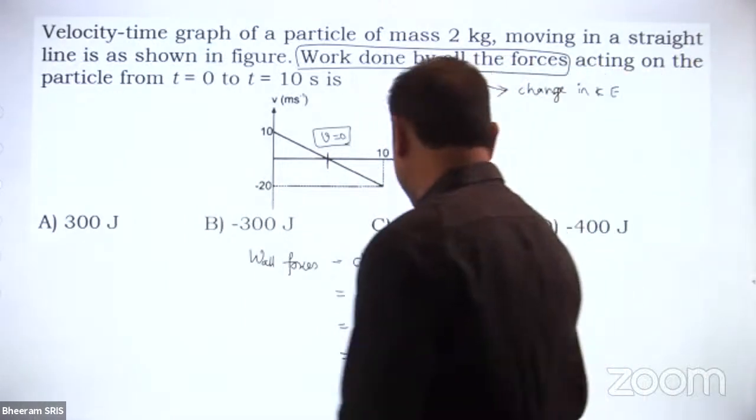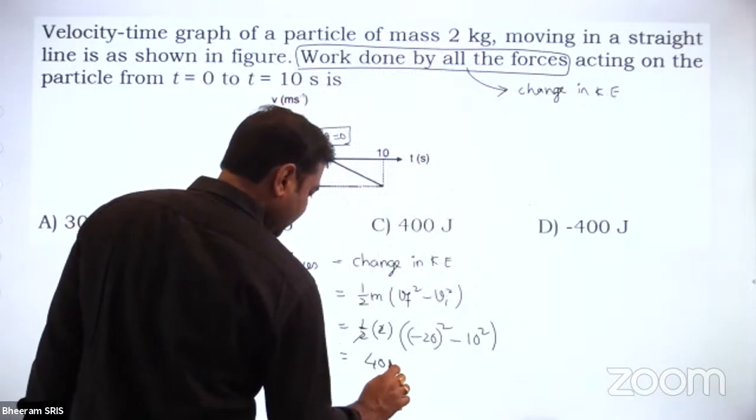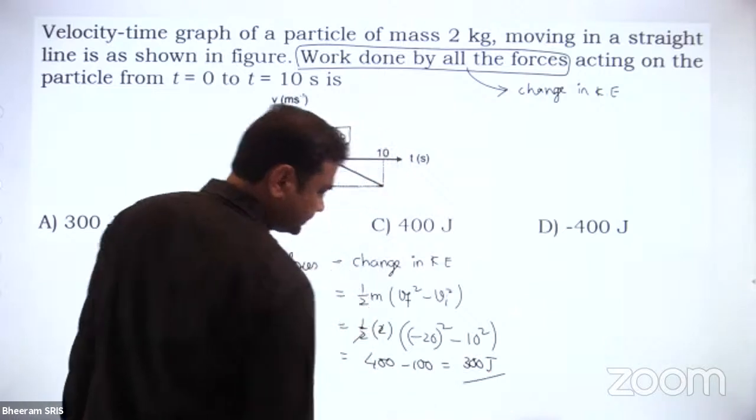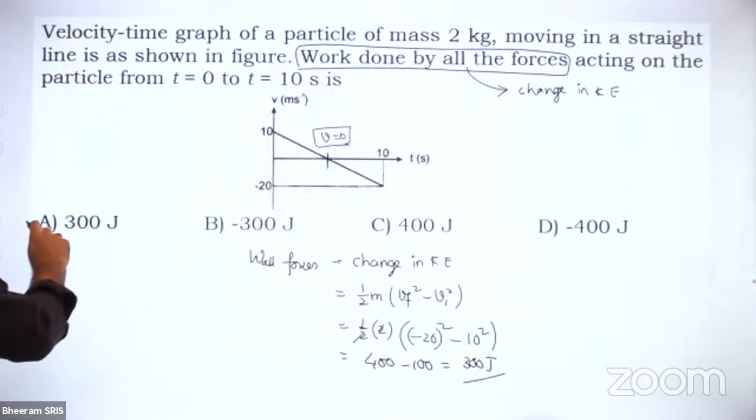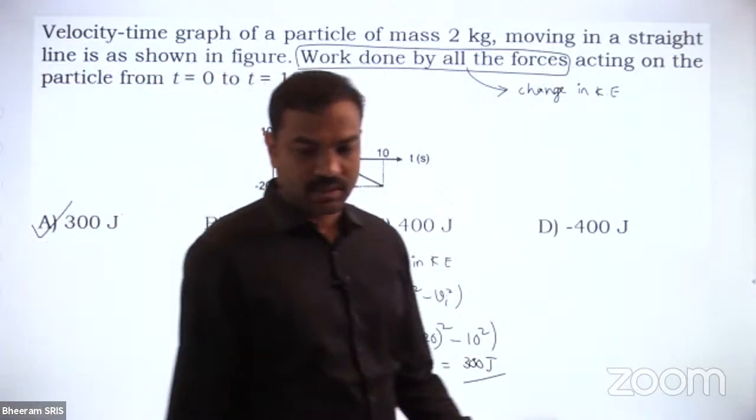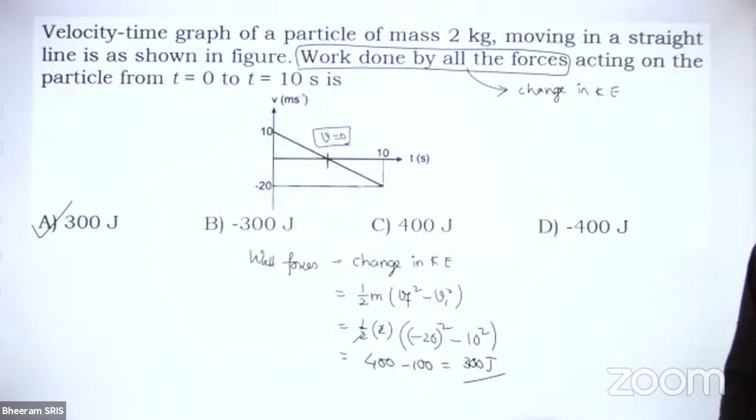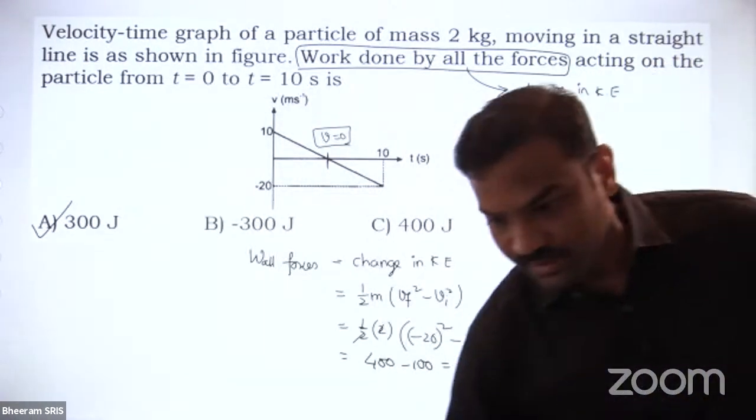Okay? So half cancels out. This is 400 minus 100, which will give you how much? 300 joules. So A will be the answer. So direct answer. Very easy question, once you remember the work energy theorem.